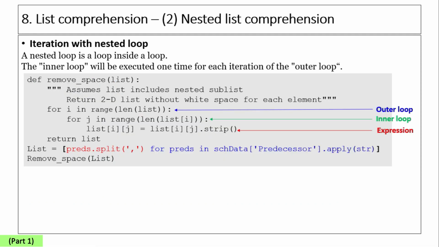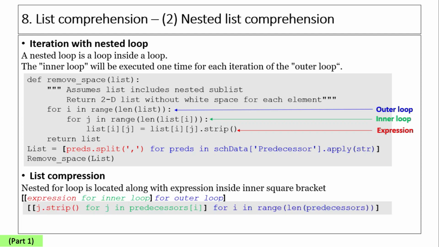Iteration with a nested for-in loop, two loops with an outer loop and an inner loop, can be implemented by list comprehension with two square brackets. The inner for-in loop and its expression is captured in inner square brackets of the list comprehension, which is called nested list comprehension. The outer for-in loop is enclosed inside outer square brackets and placed at the end of the list comprehension.